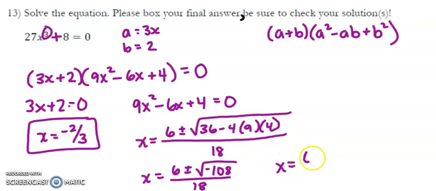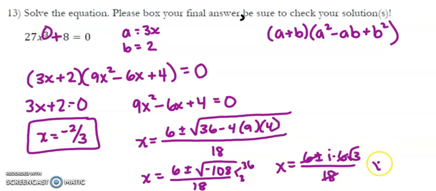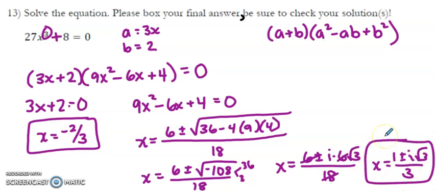So x equals 6 plus or minus the square root of 108 can break down into 3 and 36. So I'm going to have I times 6 root 3 over 18. Each one of these has a 6 in it. So x is equal to 1 plus or minus I square root of 3 over 3. Okay, final answers.